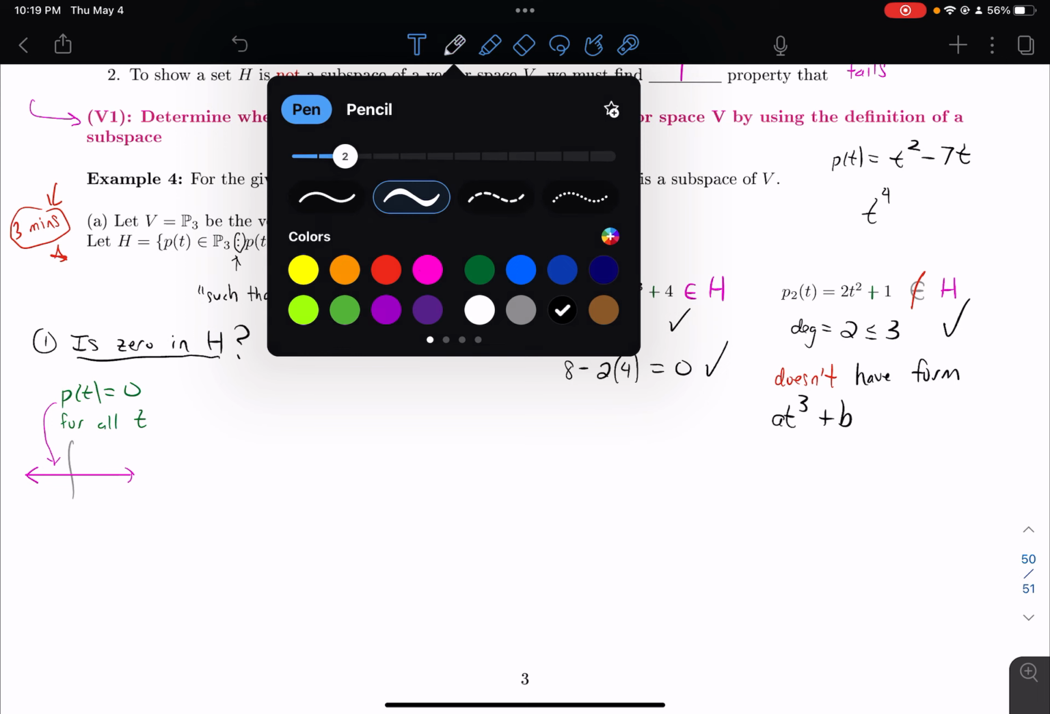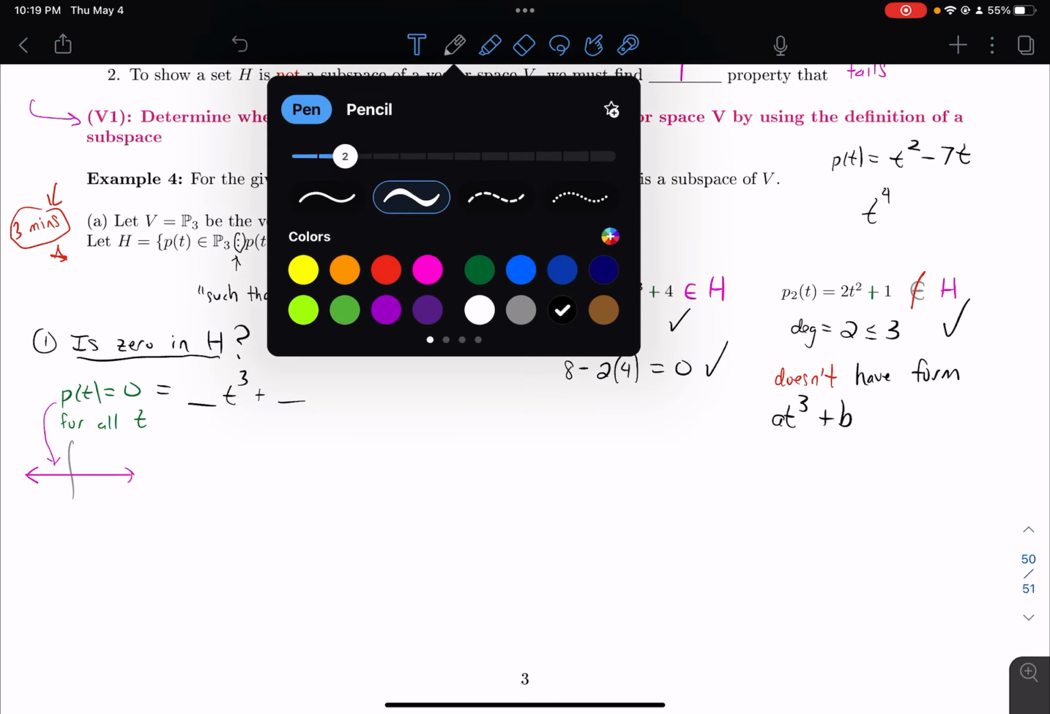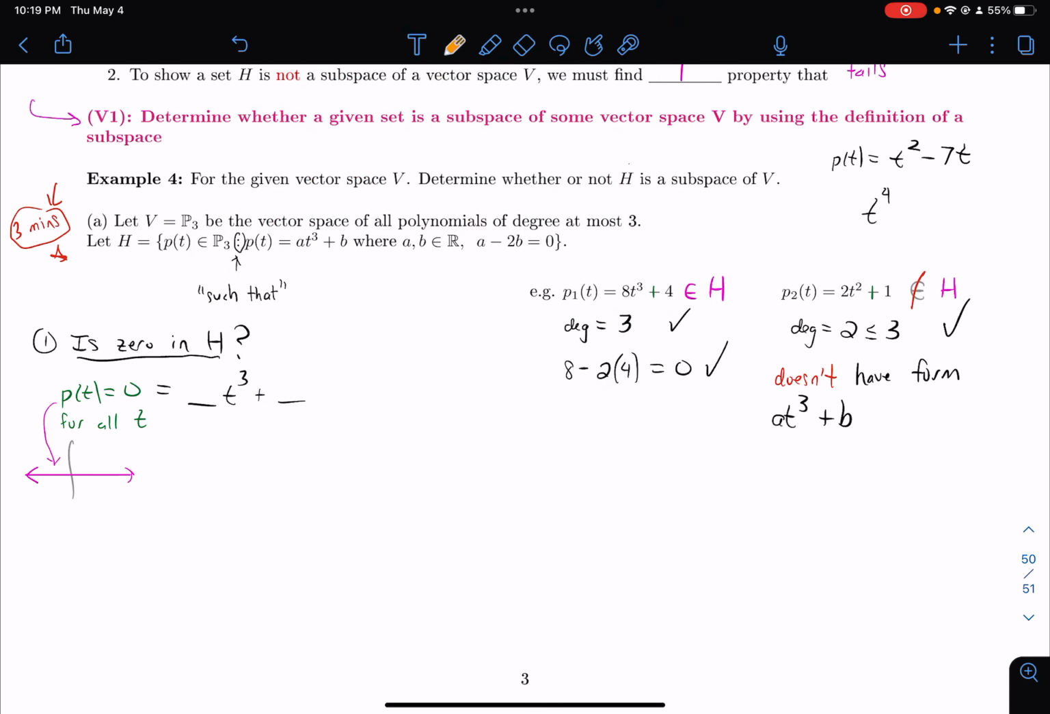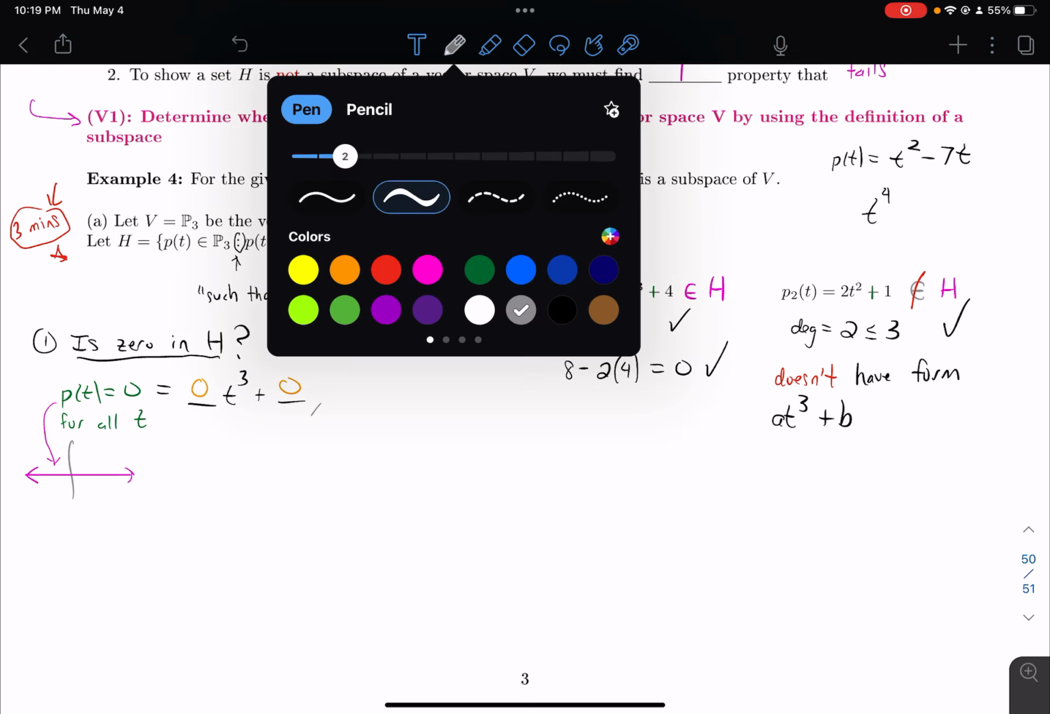Well, the degree is good. The degree is not bigger than 3. Okay. Does it have the form that we need? Does this look like something t cubed plus some constant term? And the answer is yeah, because I could pick both of these things to be 0. So it's got the right form. And then I have to check, does it satisfy this condition? So let's check that it satisfies that condition.